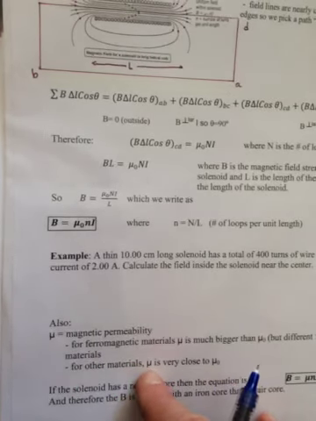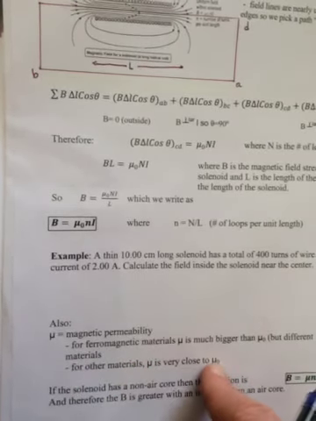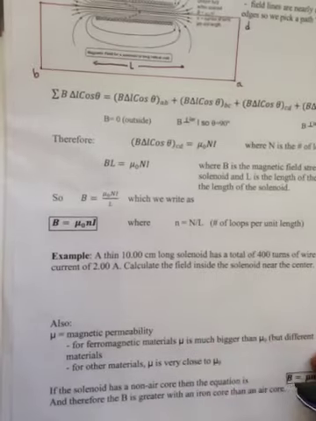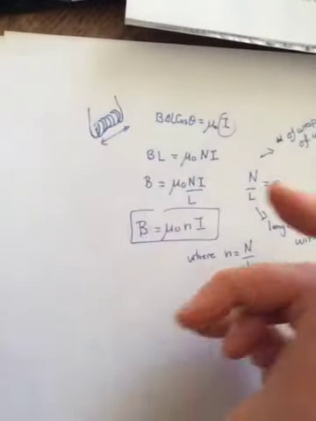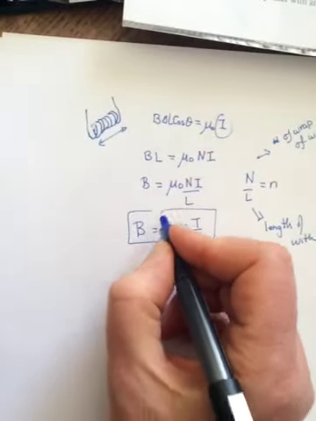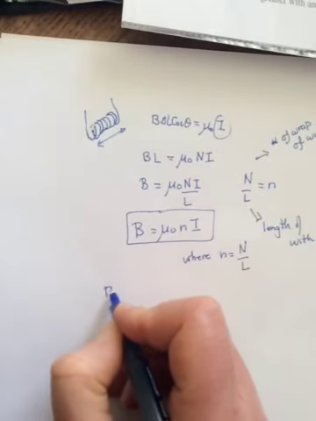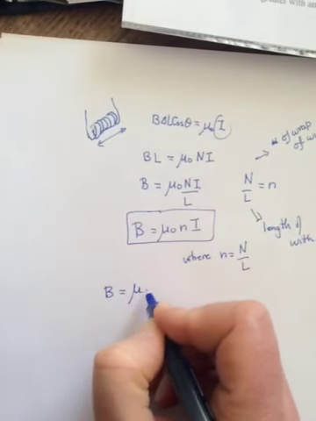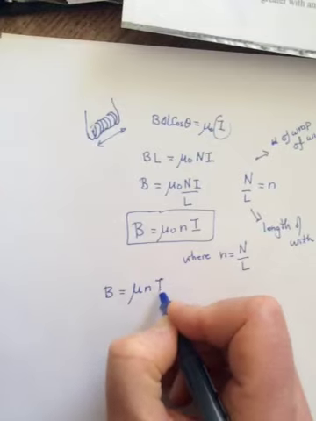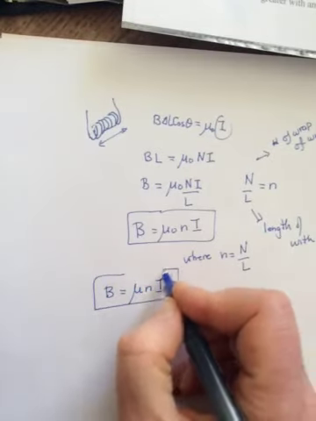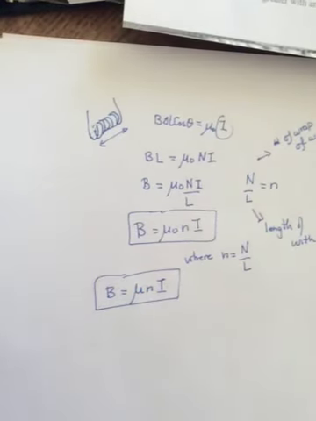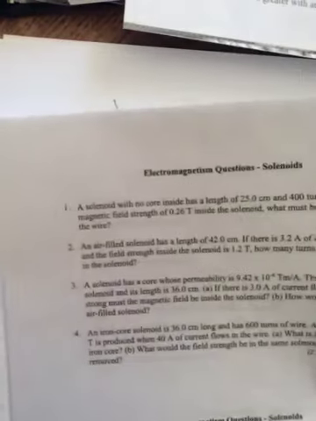There are other materials where the mu is really close to mu O, and then there are materials where it would be less. So this equation is if there's no core in the solenoid. If there is a core in the solenoid, it's just mu N I, where mu is the permeability of that material. Okay? So if we go to this page then, the 4 questions.